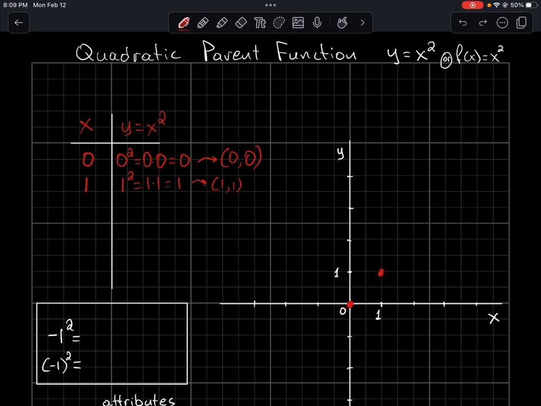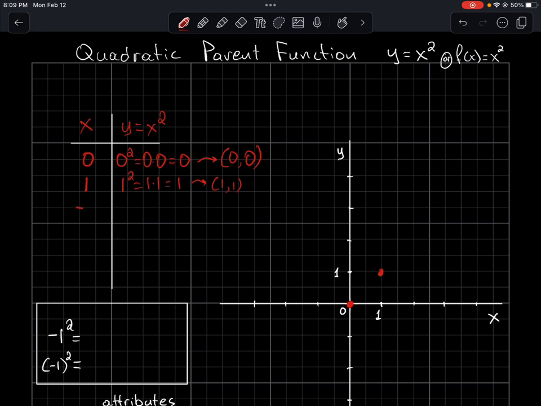So I'm going to try to specify. I'm going to add one more input, and I'm going to try to stay close to 0. I put 0. Here is 1. I'm going to put another, the negative 1, which is also close to 0.